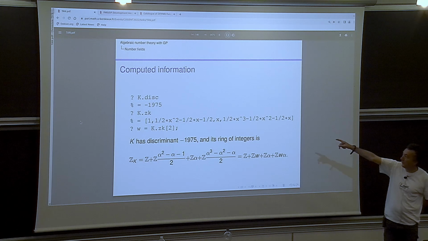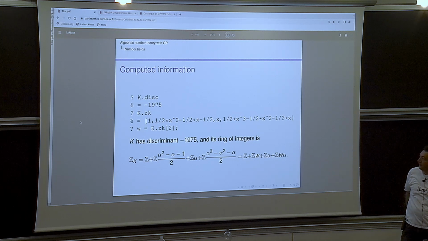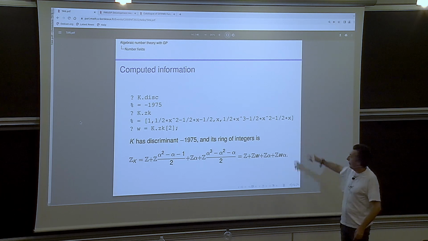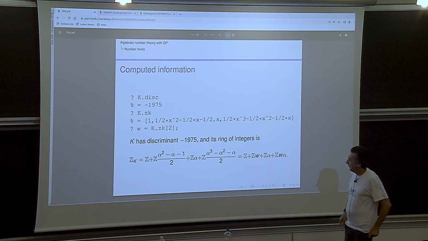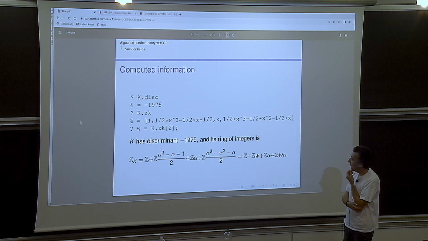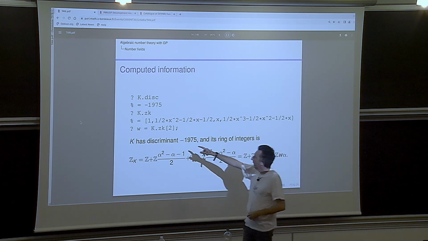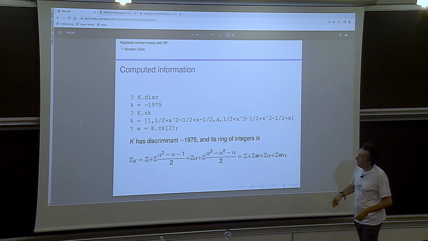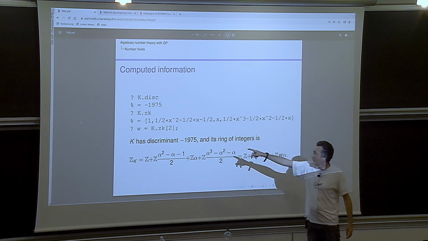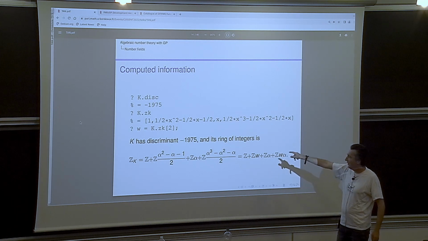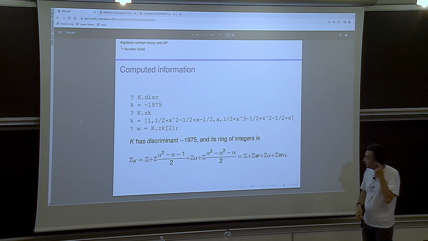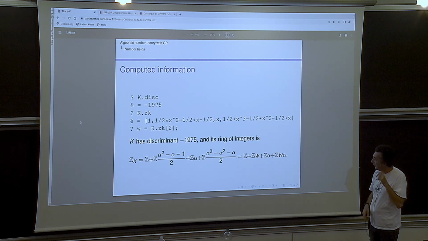You have the discriminant of the number field, which is this. You have the integral basis, which is this. And if you name w the second element of the basis, what does that tell you? That the discriminant is this number, and that the ring of integers is this thing.